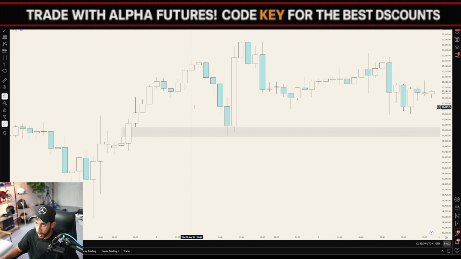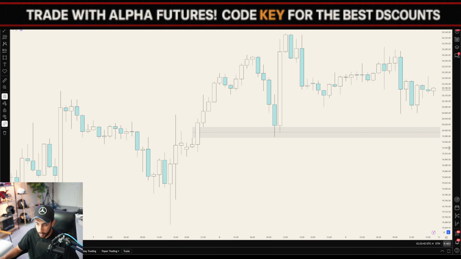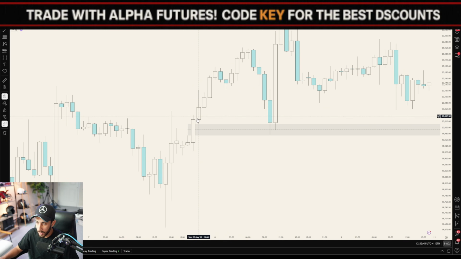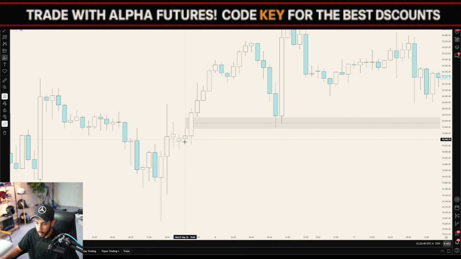First things first, let's talk about fair value gaps. Now, what exactly is a fair value gap? So this is a 3-candle pattern, right? You have candle number 1 right here, candle number 2, and candle number 3, okay? Now, between these 3 candles, you're going to see a gap, right? There's going to be a gap between the high of candle 1 and the low of candle 3, right? And it is going to form a gap like this.